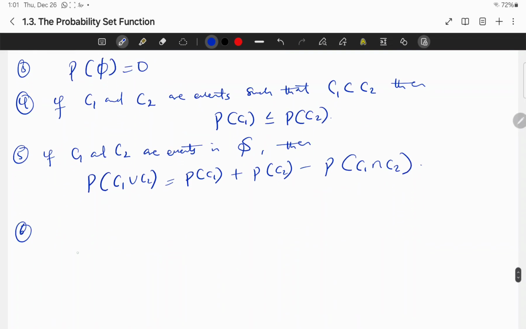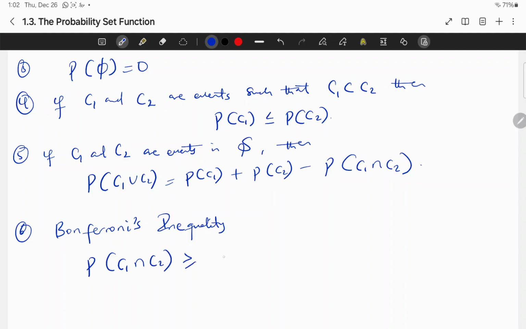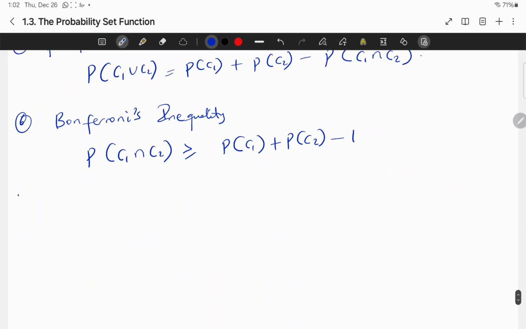And then 6, we have what we call Bonferroni's inequality. So we have the probability of C1 intersection C2 is greater than or equal to the probability of C1 plus the probability of C2 minus 1. Okay, then we have the inclusion and exclusion formula.